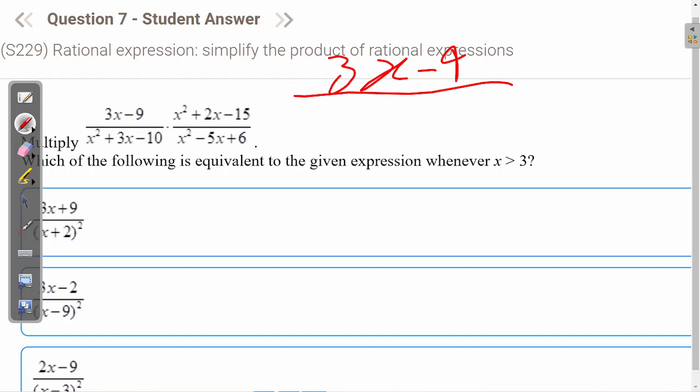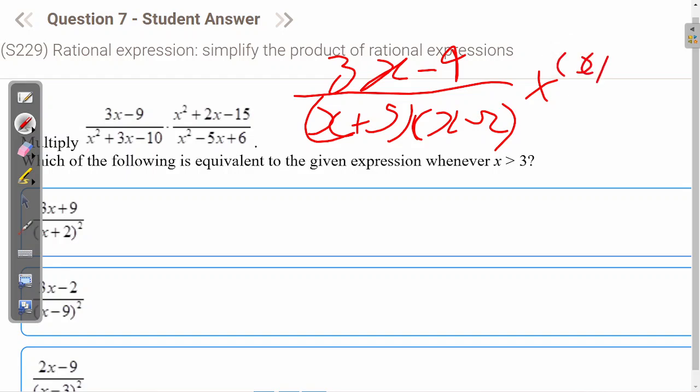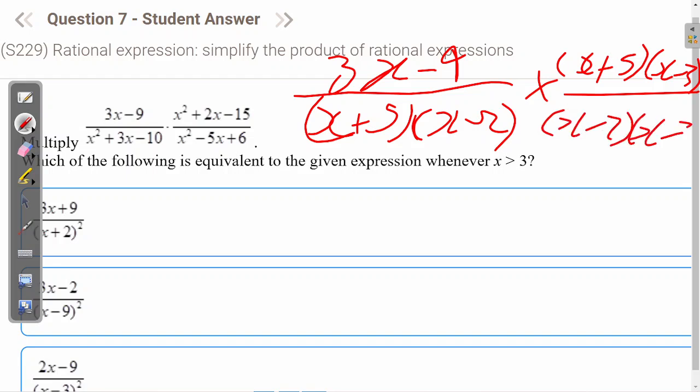X squared plus 3x minus 10 can be factored into x plus 5, x minus 2, times x squared plus 2x minus 15, which can be factored into x plus 5, x minus 3, over x squared minus 5x plus 6. That's going to be x minus 2, x minus 3.